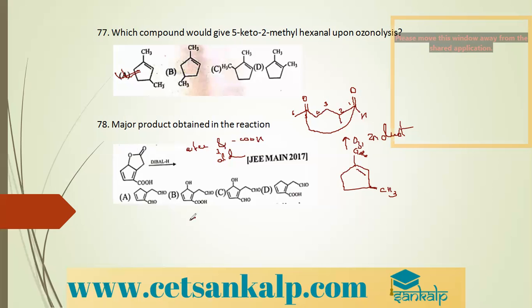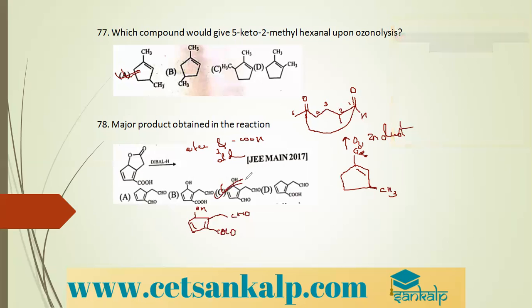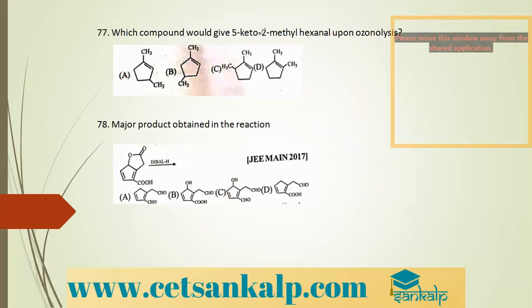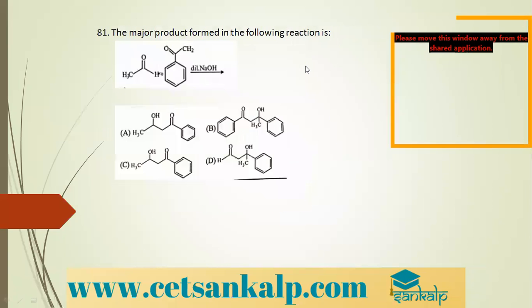So what do we get? So this is the compound here. Double bonds are not hindered. So it is reducing the ester group. Here O becomes OH and this bond is also reduced. So the CO group becomes CHO and this also becomes CHO. So which is the correct option? It is option C. So remember diisobutyl aluminium hydride, which is abbreviated as DIBAL, will reduce ester group as well as carboxylic group to aldehydic group.